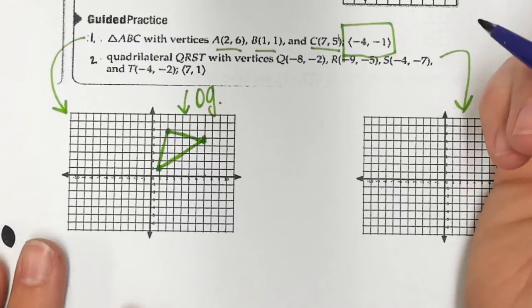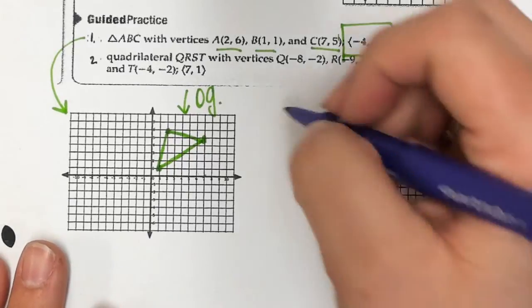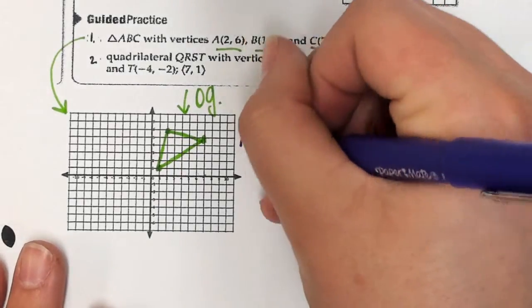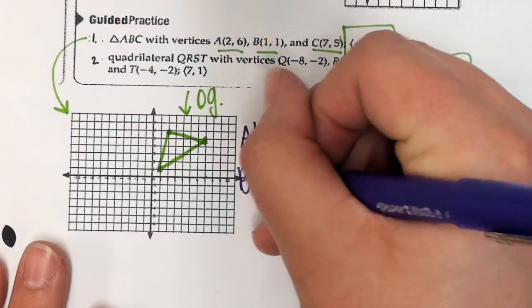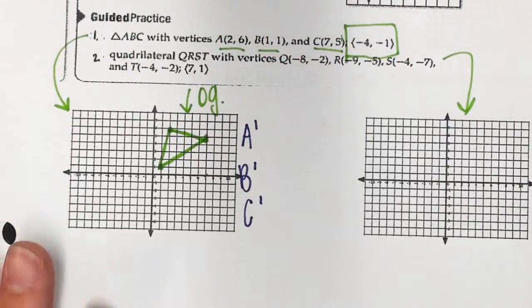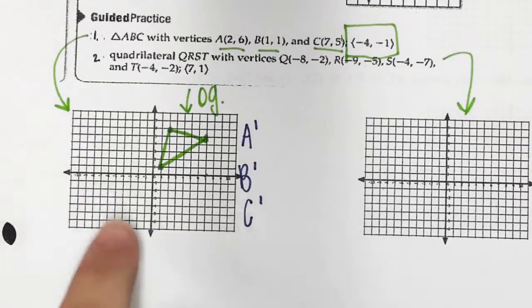What I mean is I need to see your points. On your homework, I need to see what is A prime, what is B prime, what is C prime. Because on your test, it is multiple choice. You aren't going to have to graph every single one, but you're going to have to tell me the points.